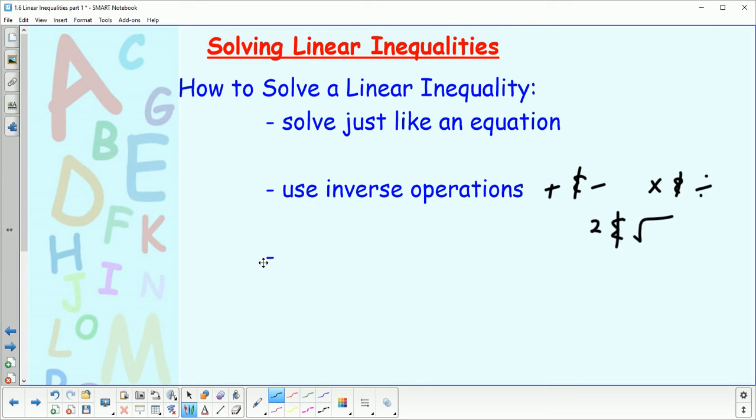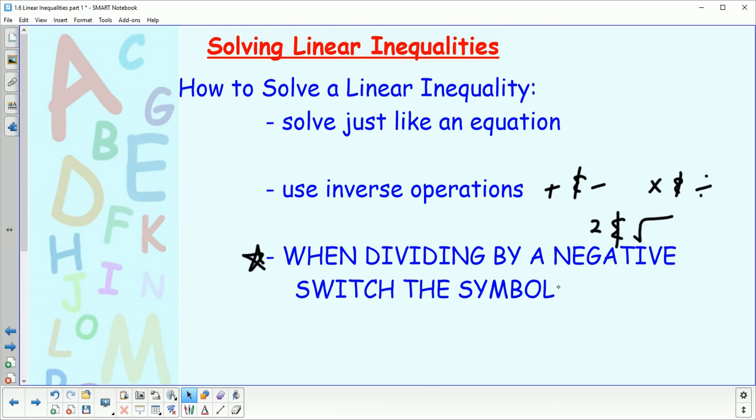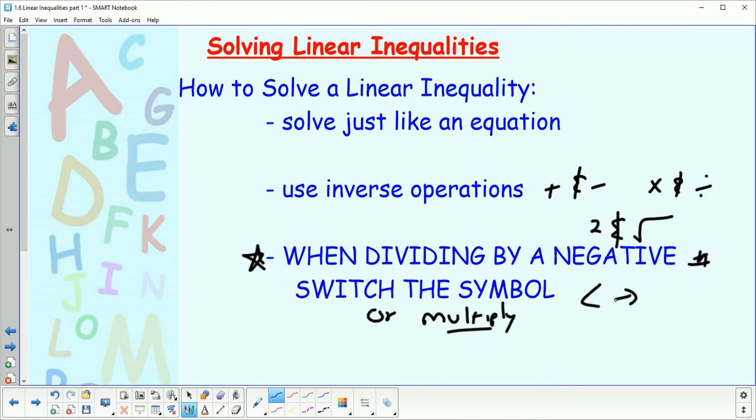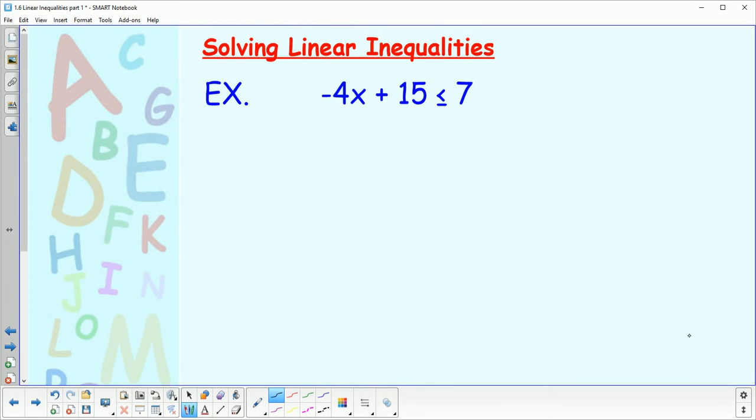The one big piece, and this may be the most important piece you take from the video, please make sure you write this down. When you are dividing by a negative, you need to switch the symbol. And I'm going to add to that, actually, or multiplying. So anytime you divide or multiply by a negative number, you're going to switch your symbol, meaning a less than symbol would become a greater than symbol, or vice versa. And if we had a greater than or equal to symbol, then that would change to a less than or equal to symbol.